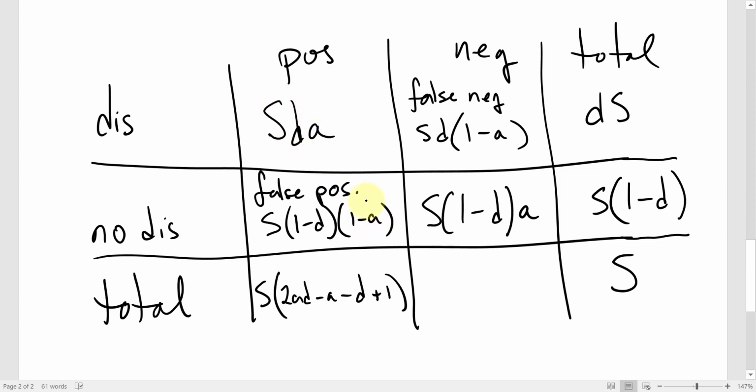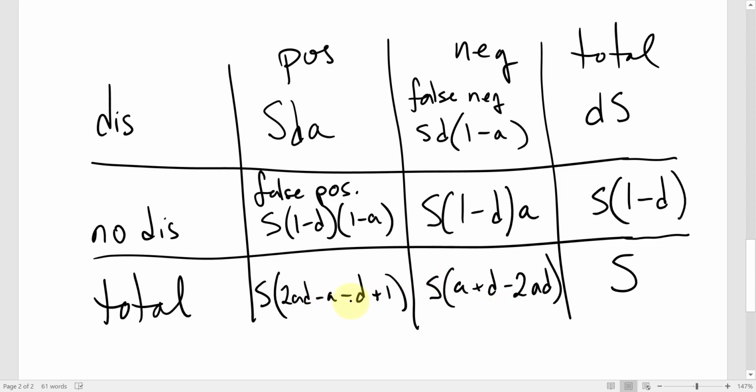To take this quantity, multiply it out, add them together, collect like terms, and write it like this. And do the same thing over here. Add these two quantities together to get the total in this box, and what you get is S times A plus D minus 2AD. Now, we could check that this is right, just like I did before.